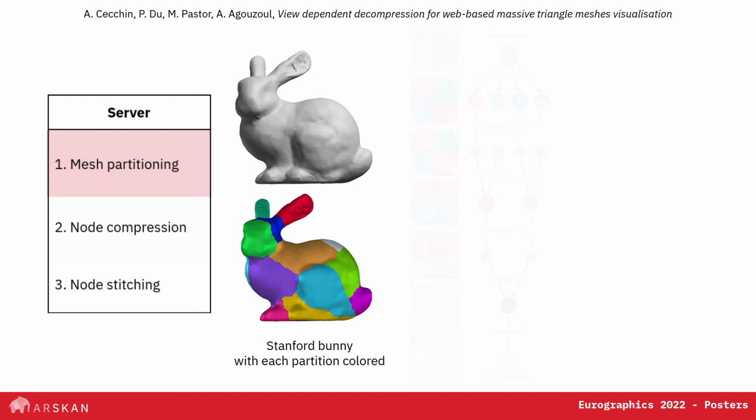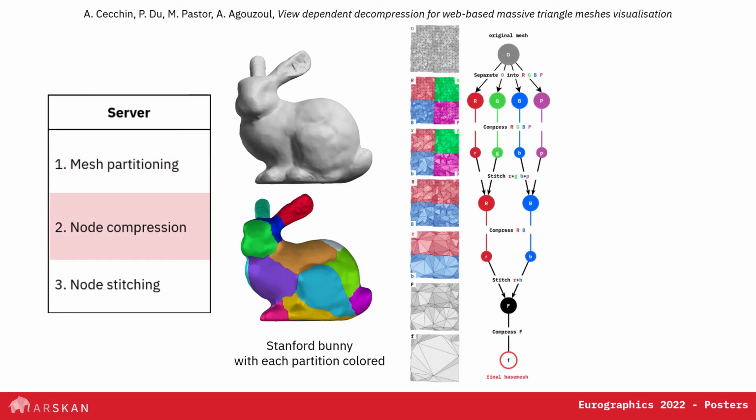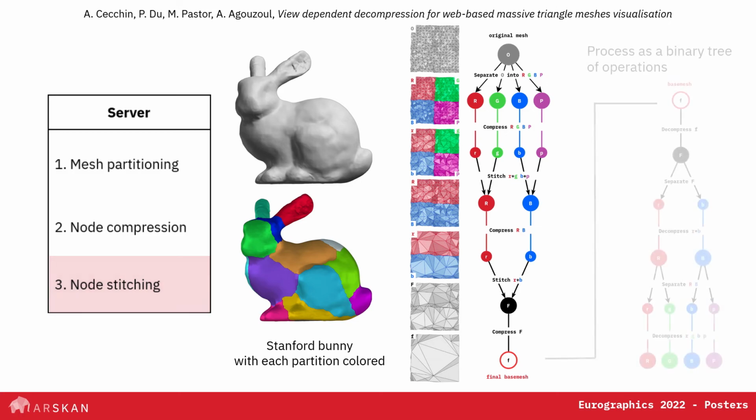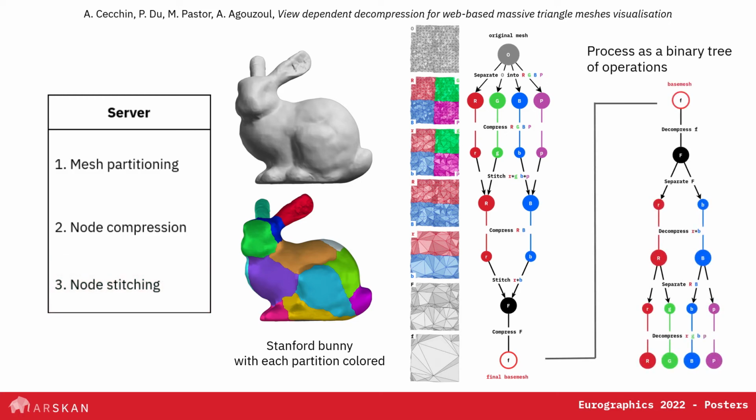on the server. We recursively process the resulting submeshes by compressing them with the topology encoding decimation conquest, and then stitching them two by two with their neighbor. This creates a binary tree of compressing plus stitching operations. The final remaining mesh is the base mesh and corresponds to the coarse representation of the complete model.